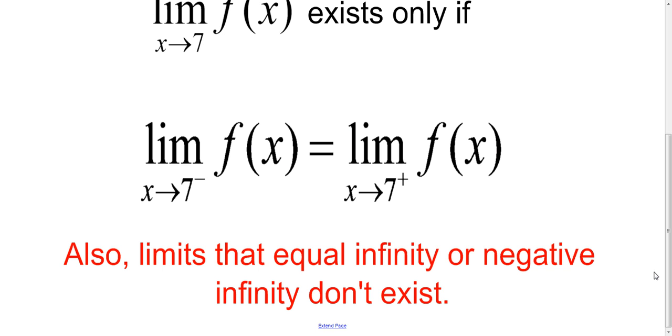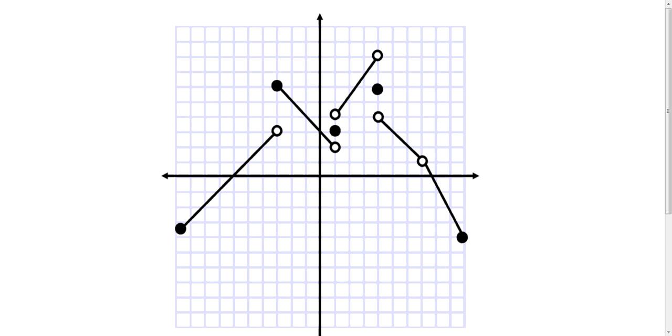But this means that you're approaching it from the negative side or the left side. So you're approaching x equals 7 from the left side. This means you're approaching x equals 7 from the right side when you see that positive on there. Okay. Also, limits that equal infinity or negative infinity don't exist either. So I'll point some things out as we look at some examples.